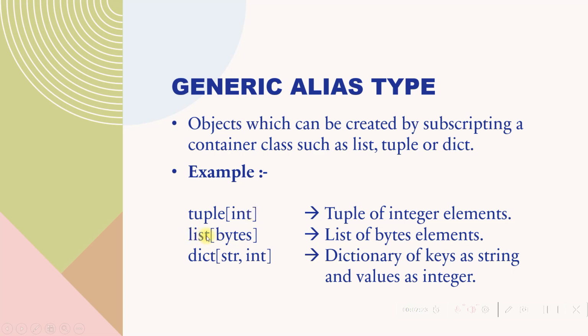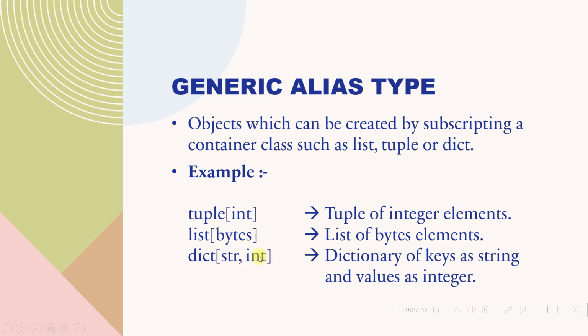It means that this tuple will be of integer elements only. Again, if I have written here list and in the closing bracket I have written bytes, what does it mean? It means that it is a list of byte elements. Now in the third example, I have written dictionary and in the closing bracket I have defined two parameters, or you can say two object types.